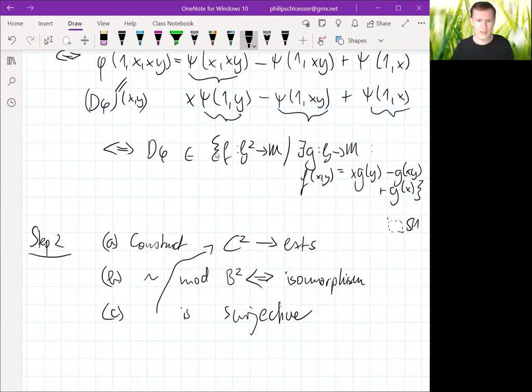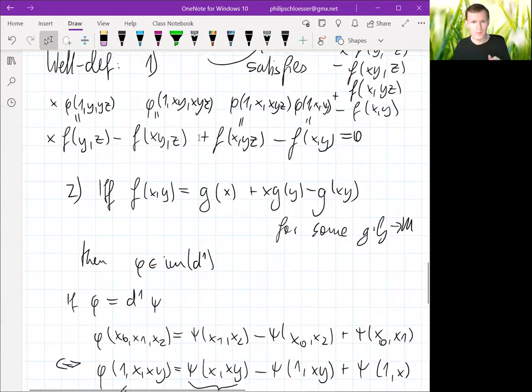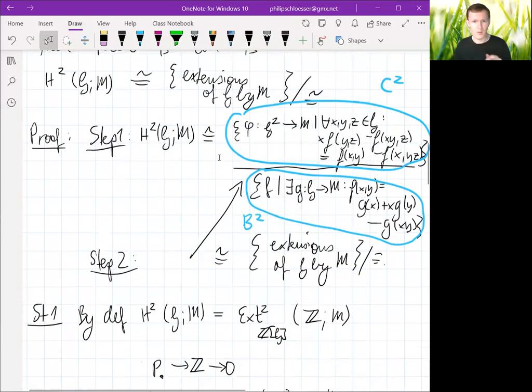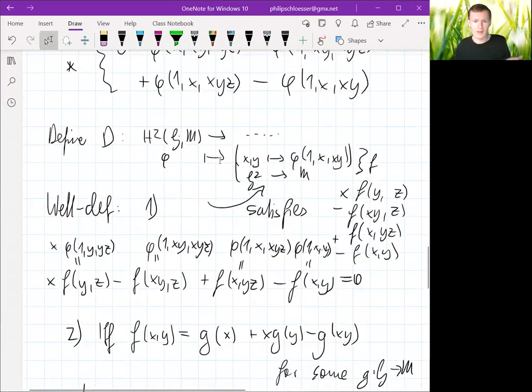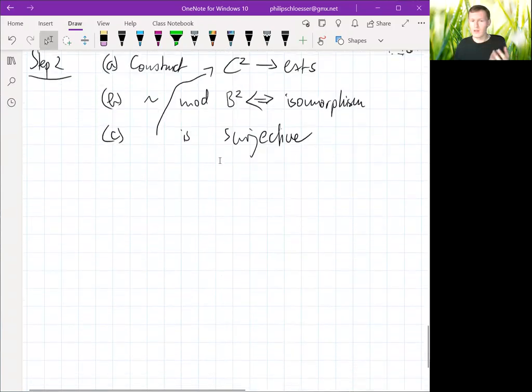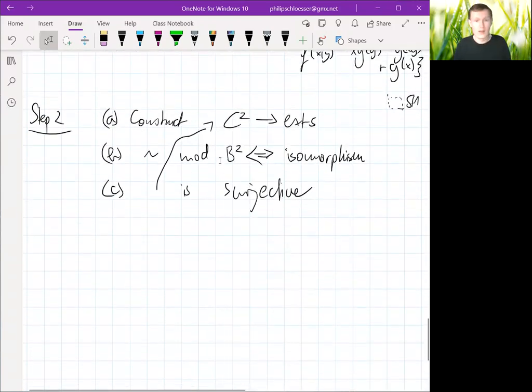And step B is essentially going to show that on one hand, this map from C2 to the extensions passes to the quotient of C2 by B2, that quotient up here. And it is also going to show that this map is injective, and then we have surjective, so that it is a bijection.